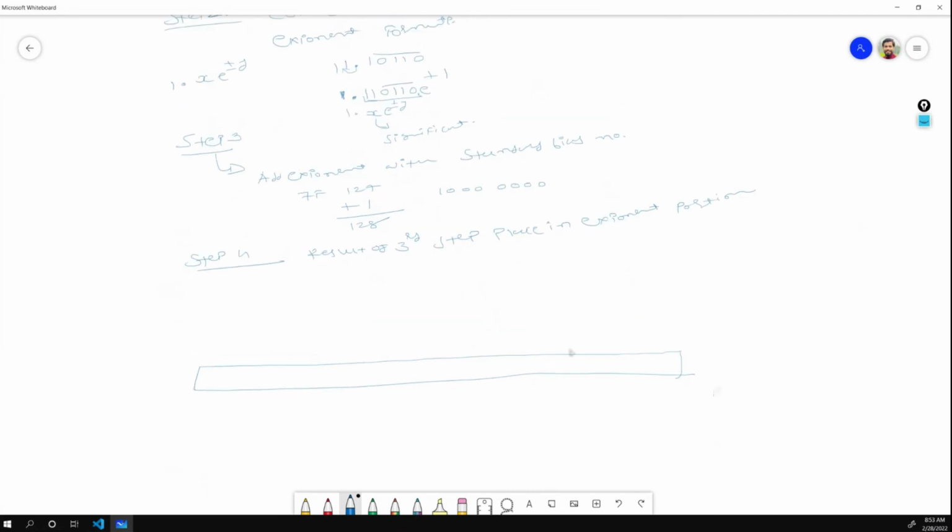So now I will write here my 4 bytes. This is my sign, these 8 bits are my exponent, and the rest of the 23 bits are my significant. So what will be in the sign bit? This is a positive number, that means my sign bit is 0. Then the exponent, from the third step. And the significant, from the second step.